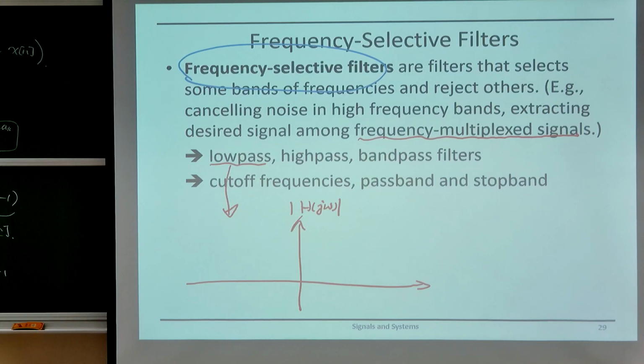So a typical low-pass filter may have a magnitude frequency response that passes signals in the low-frequency component. Suppose this is omega. It lets through signals and suppresses signals in higher frequency components. The band of frequencies that you let through is called the pass band. Those that you suppress are called the stop band.